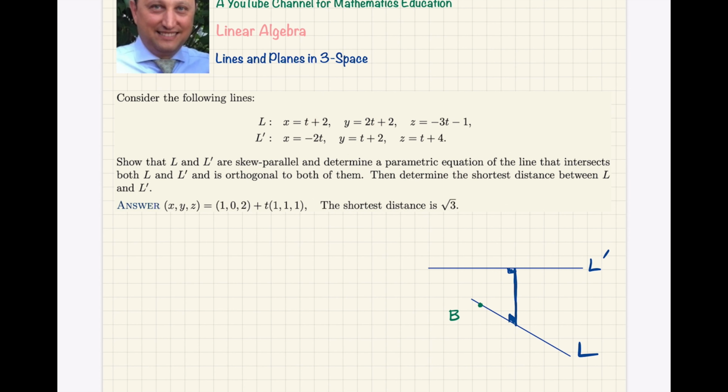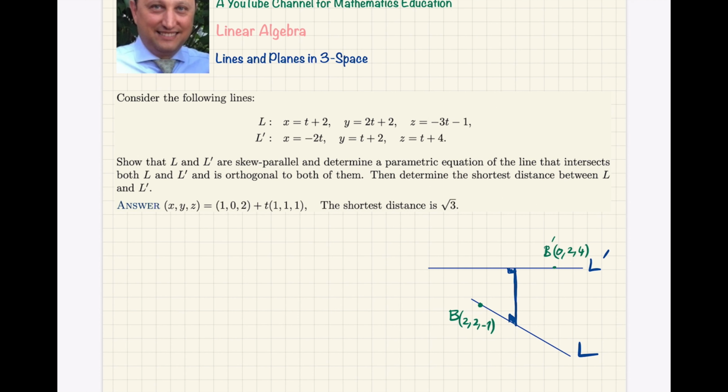So for example here, if I put 0, I can find a random point called B, which is 2, 2, and minus 1. Of course, I don't know exactly the position of this point. I'm just sketching a graph for myself to understand it better. And then I choose a random point on L prime. So let me call it, for example, B prime, by doing the same thing, giving 0 to the parameter in L prime. Then I will get 0, 2, and 4.